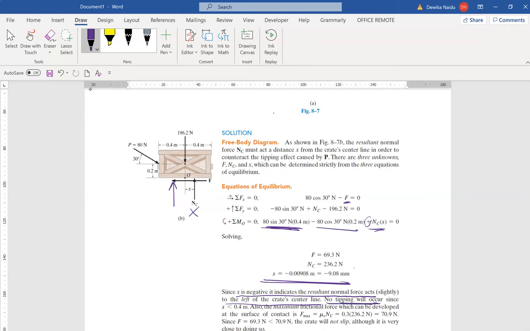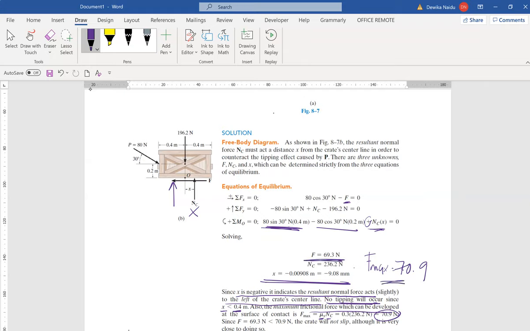It's so safe. Because why? The X is so much lesser than 0.4. Also, the maximum frictional force developed by the surface is actually how much? Maximum friction is mu S multiplied with N, which is 70.9. Yeah, 70.9. Your maximum friction is 70.9, but the friction that you have calculated here is 69.3.